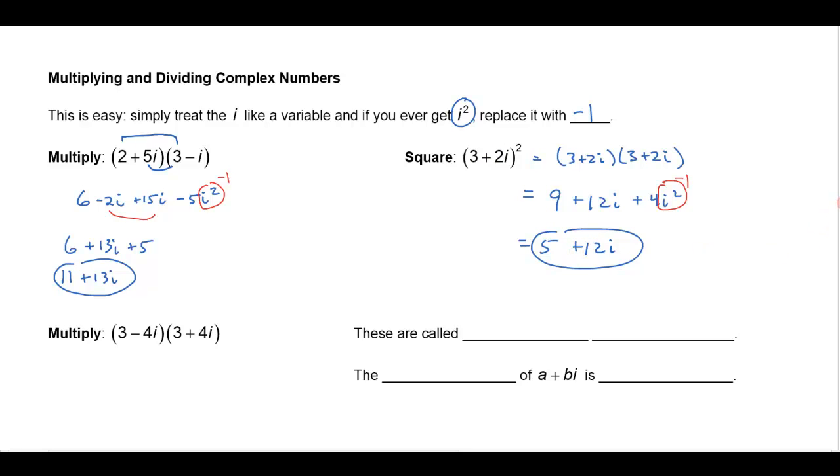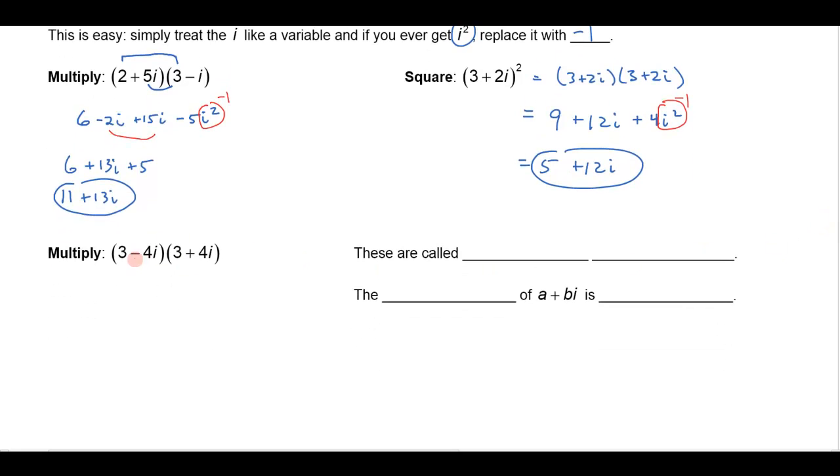All right, so how about if I multiply 3 minus 4i times 3 plus 4i? You should notice this is one of the special products that the middle terms are going to cancel. 3 times 3 is 9, and then the 12i from the outer terms and the negative 12i from the inner terms cancels, and you just get minus 16i squared. So notice in this case, because there's no middle term, all the i's are going to disappear. And I'm going to end up with 9 plus 16 is 25.